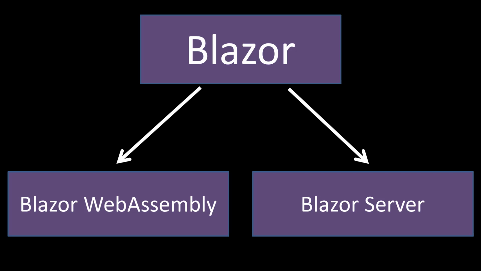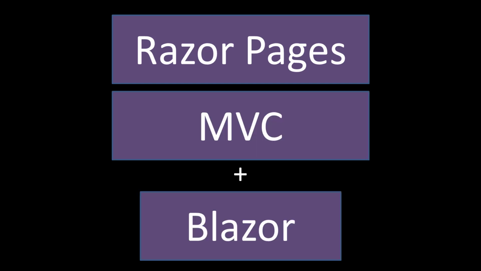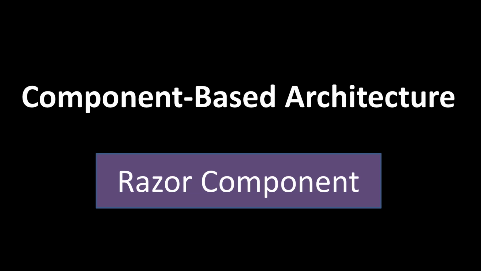Now, what if we want to combine SSR and CSR in a single app? So Blazor in .NET 8 lets us build full-stack web UIs that combine the benefits of Razor Pages, MVC, and Blazor, and unifies them into a single component-based programming model. Let's now talk about the features coming to Blazor in .NET 8.